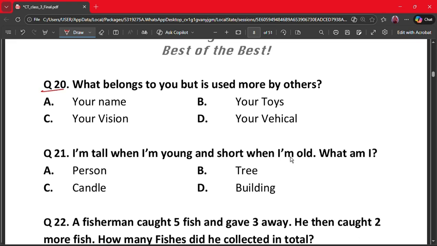Our next question, question number 20. What belongs to you but is used more by others? A. Your name. B. Your toys. C. Your vision. And D. Your vehicle. The correct answer is option A. Your name is used by more others.